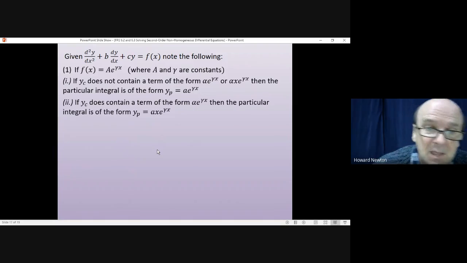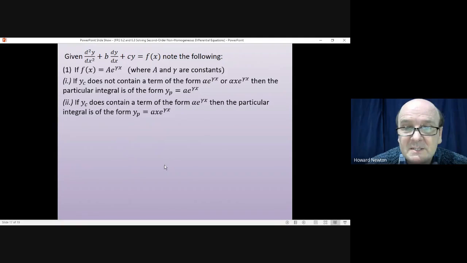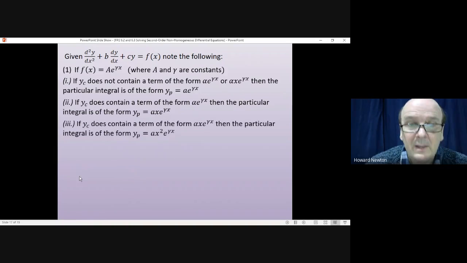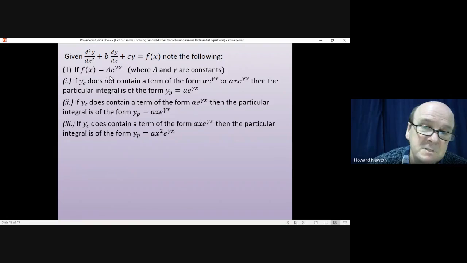However, if the complementary function contains a term of the form alpha e to the lambda x, then the particular integral will need a multiple of x in it as well. So the particular integral will have the form a times x e to the lambda x. And if the complementary function actually contains a term of that form, a x e to the lambda x, then you go one power up. The particular integral will be of the form yp equals a x squared e to the lambda x. So that's if this is an exponential function.